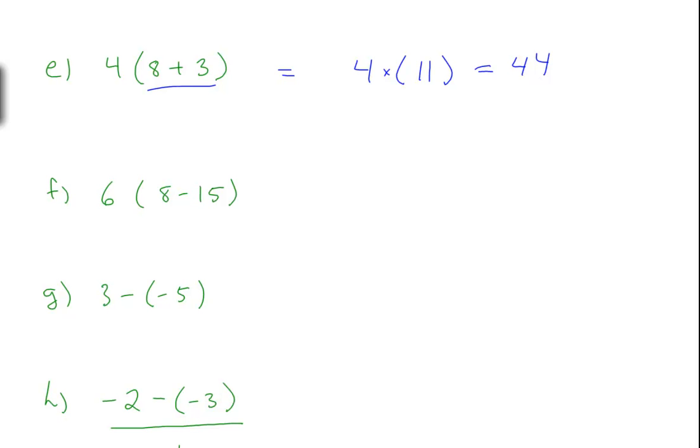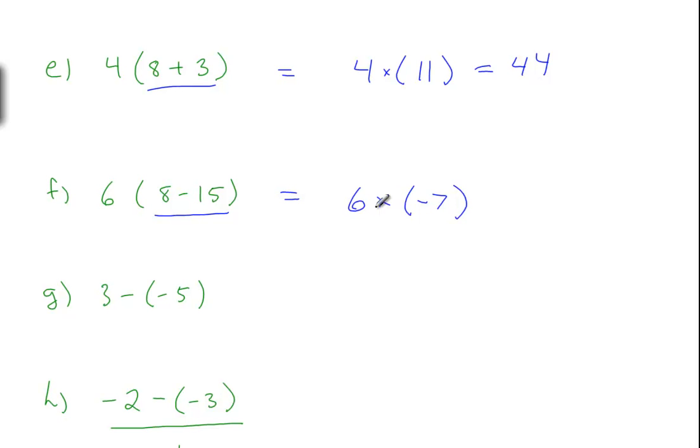F, 6 times 8 minus 15. Again, this is in brackets, so we're going to do the brackets first. 8 minus 15. Okay, so that's going to be negative 7. So this is going to be 6 times negative 7.